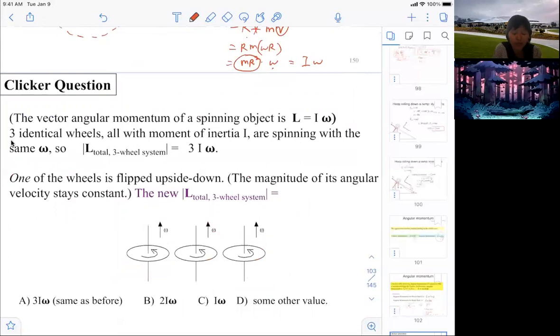So to quickly practice the idea of angular momentum, here I'm giving you a question with 3 different spinning objects. They are all identical with the same rotational inertia. They're spinning with the same omega. Okay, they're all spinning up right now. So the total angular momentum is 3 I omega. Each one of them is I omega. Let's flip one of them upside down. So what is the new total angular momentum in this case, if I flip that upside down? I'm going to let you go ahead and have a discussion for a minute or two, and then after you come back, you can vote.